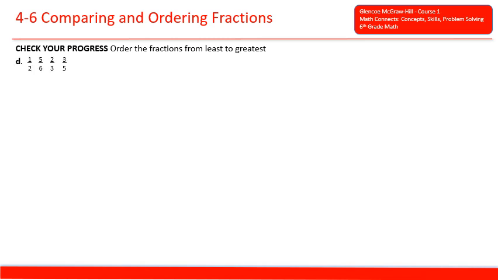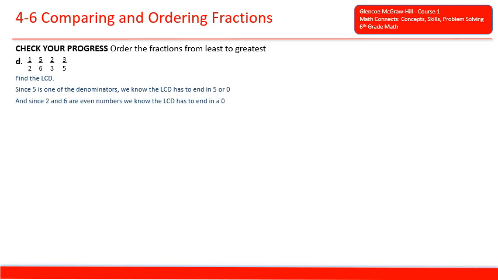Check your progress. 1/2, 5/6, 2/3, and 3/5. So we need to find some common denominator. And since 5 is one of them, we know that the ending has to be 5 or 0, right? Because any multiple of 5 is going to end in 5 or 0. But multiples of 2, 6, and 3 also end in 5 or 0.